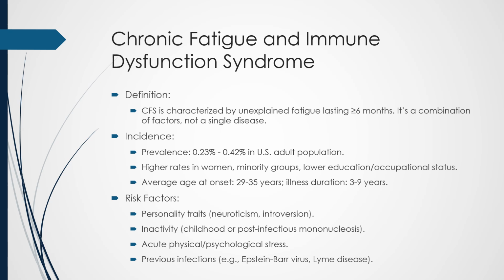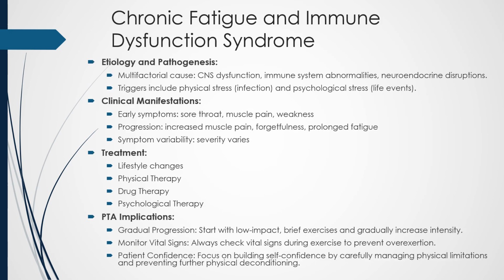Risk factors include personality traits, inactivity, acute physical or psychological stress, and previous infections. Next is the etiology and pathogenesis. It is multifactorial. There's central nervous system dysfunction, immune system abnormalities, and neuroendocrine disruptions. Personality and lifestyle may influence vulnerability. Triggers include physical stress and psychological stress. There are complex interactions between the central nervous system, immune, and hormonal systems.